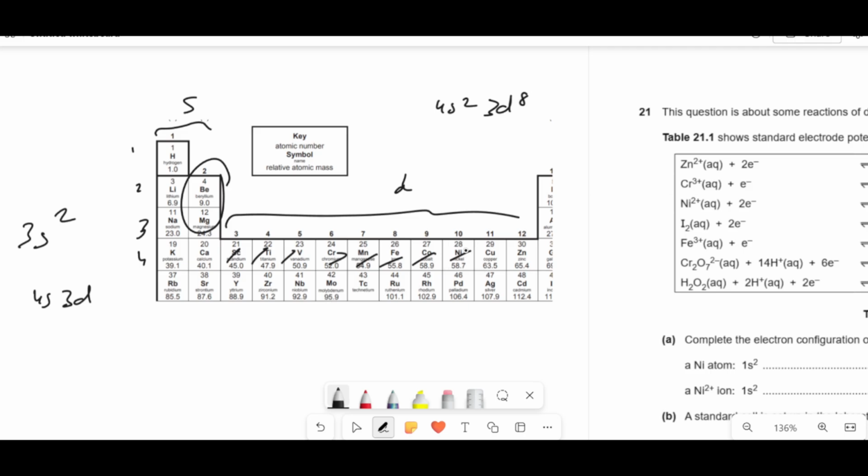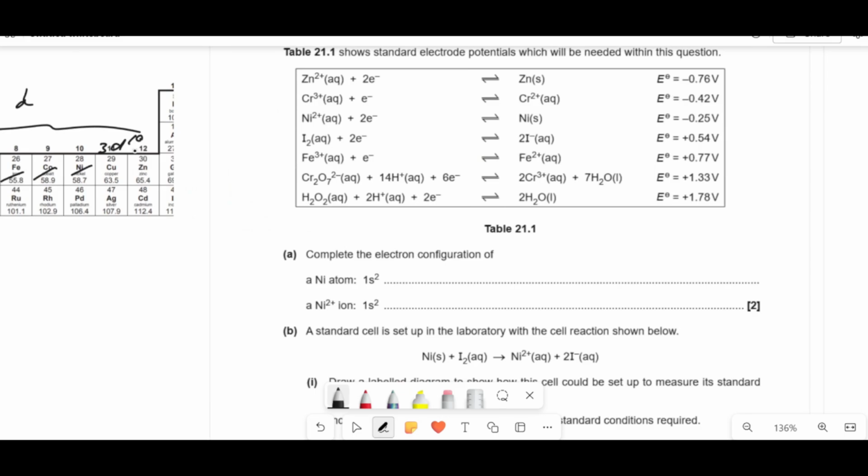The only two that don't behave that way are chromium, which prefers to be 3d5 instead of 3d4, and copper, which prefers to be 3d10 instead of 3d9. But for the most part, every other one is just 4s2, 3d8 and so forth. So here I know it's going to end in 4s2, 3d8, so I just fill in the rest. It's going to be 1s2, 2s2, 2p6, 3s2, 3p6, 4s2, 3d8.